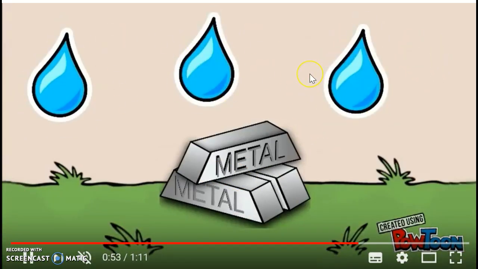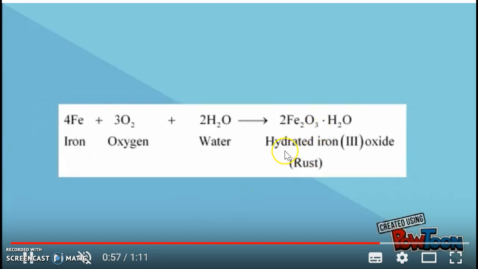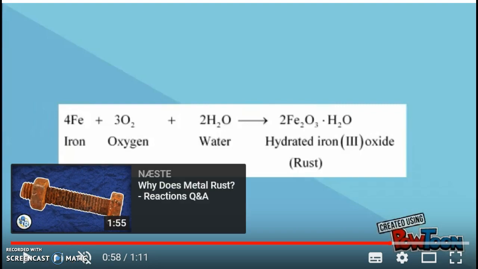If you're in a very humid environment, this process would take a lot less time. It would be quicker. And here we have the equation again, which now has the names. So it's iron plus oxygen plus water, which becomes hydrated iron 3 oxide, which is rust. And that's about it for that.